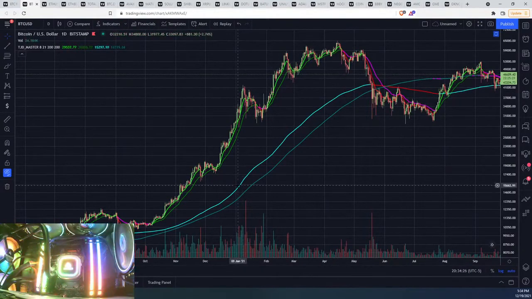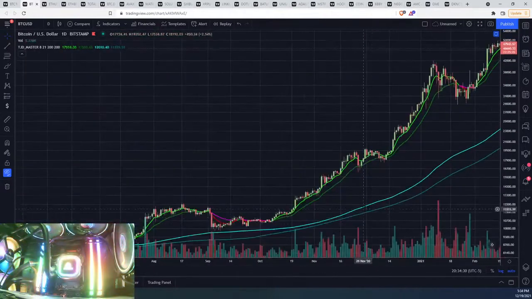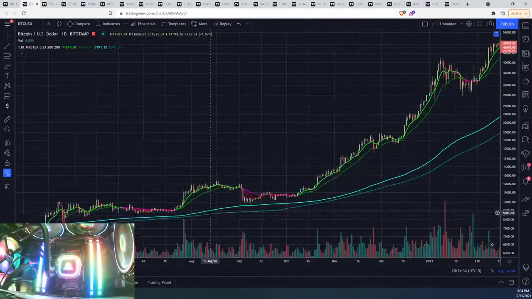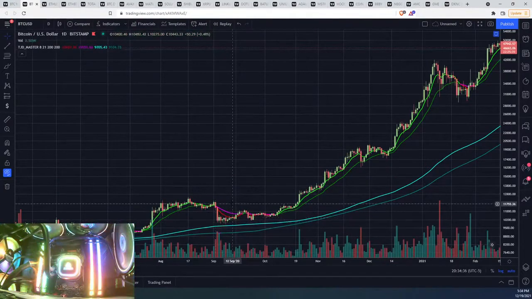So what are we looking for? We're looking to enter on green crosses, and we're looking to exit on the pink or red crosses. Or maybe we don't want to exit at all. Maybe we just want to accumulate more at the green crosses.